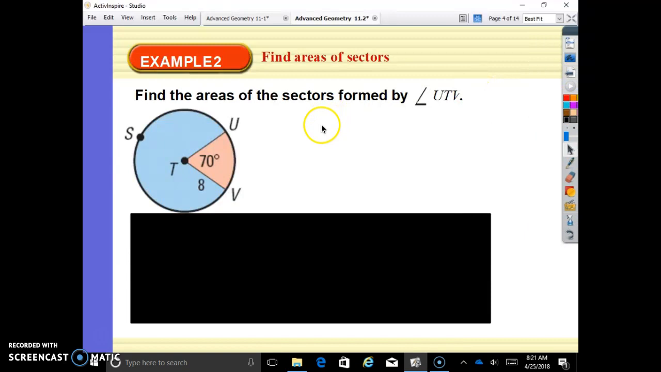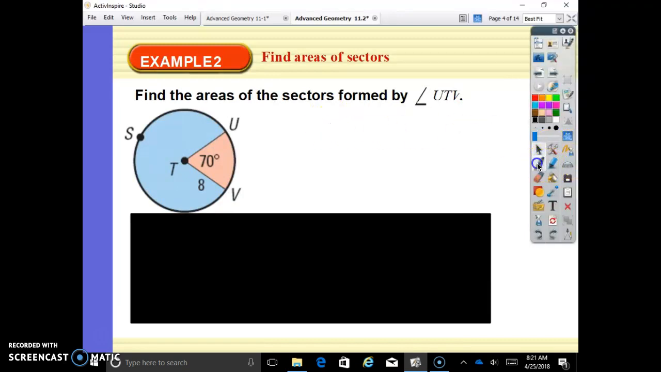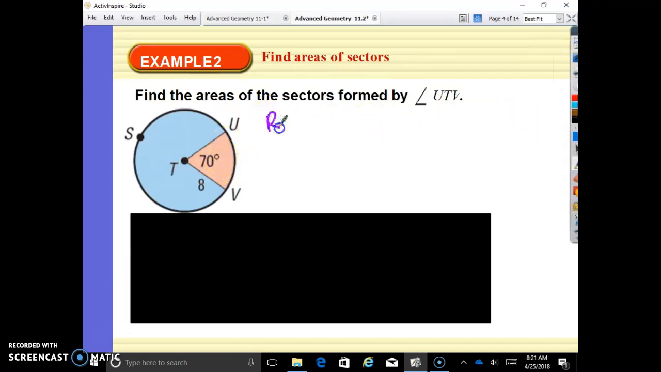Find the areas of the sectors formed by angle UTV. All right, so they want the area of the sectors separately. The area of the red sector they want, and they want the area of the blue sector. So for the red sector, we have 70 degrees out of a possible 360 equals what area out of the full area, the whole area, pi r squared. 8 squared is 64, so I'll have 64 pi. Cross products and solve.